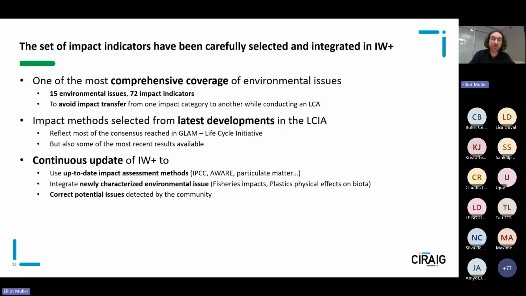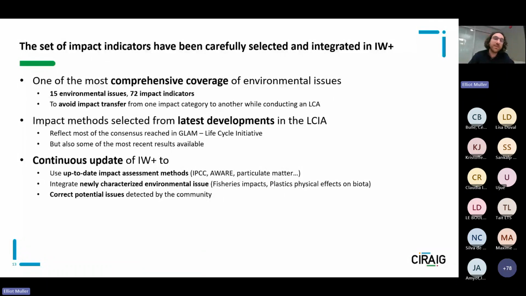The process we have currently to update Impact World Plus is a process of continuous update. That means that we are using the most up-to-date impact assessment methods for most of the indicators. So that means, for example, the IPCC AR or the latest models for particulate matter formation indicators.